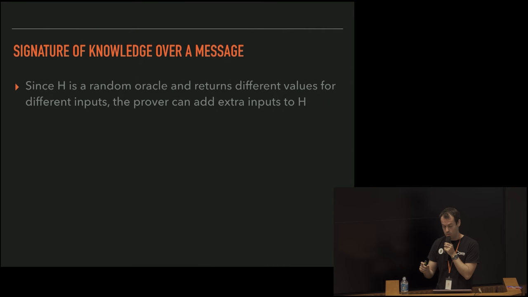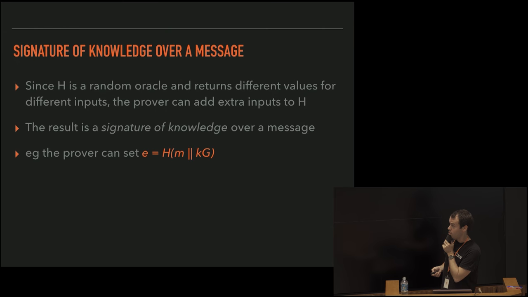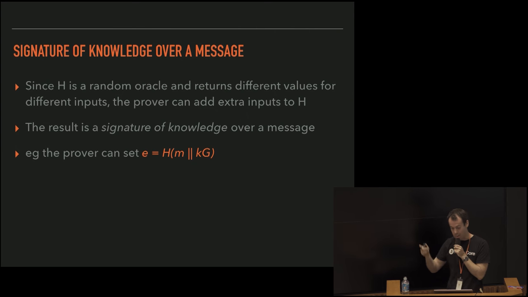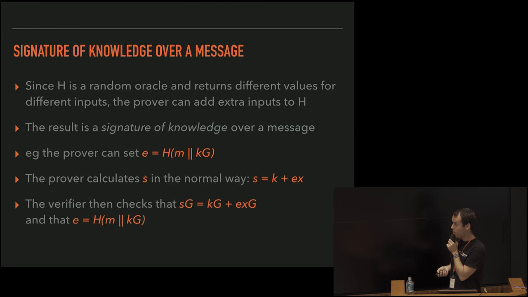So this was a non-interactive identity protocol. You proved to any observer that you know what x is without revealing x. You can now extend this to create a signature over a message. And since H is this random oracle, it's a hash function, and it returns different values for whatever input you put into it, you can add extra inputs to that H. And the result is what we call a signature of knowledge over that message. So we set e equal to H of the message concatenated with K, big K. And we could call this H prime, right? This is a different hash function that takes as an input big K. If we just say H prime = H(M || K), it's a hash function. And the prover calculates s in the normal way. The verifier then checks that the identity holds and that e is indeed this hash of M concatenated with K.